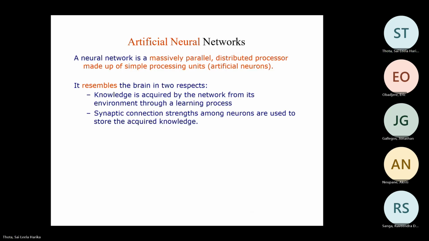Another important point is how artificial neural networks represent the human brain. Even though ANNs are completely built based upon the idea of the biological neuron, in simple terms the human brain, how is it representing the human brain? It is exactly representing the human brain in two concepts. One is that knowledge is acquired by the network from its environment.